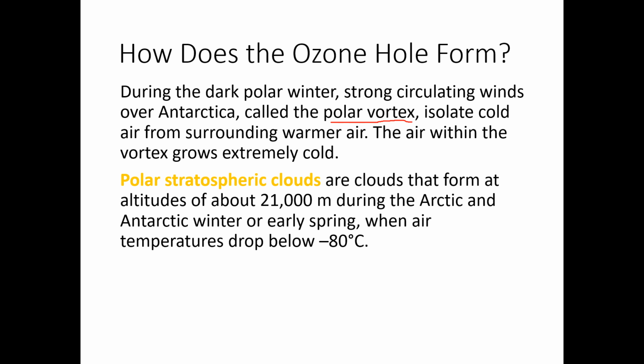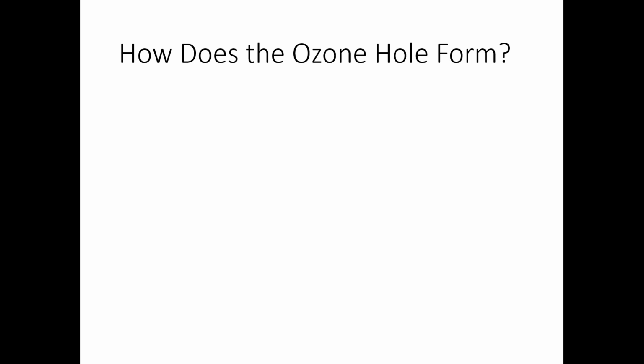And within this mass of really cold air, you have polar stratospheric clouds that are going to form. These clouds form right at about 21,000 meters above the Arctic and Antarctic during the winter and early spring. And just to give you an idea of how cold this air is where these clouds form, it's below negative 80 degrees Celsius, which is almost unimaginable, at least for me.